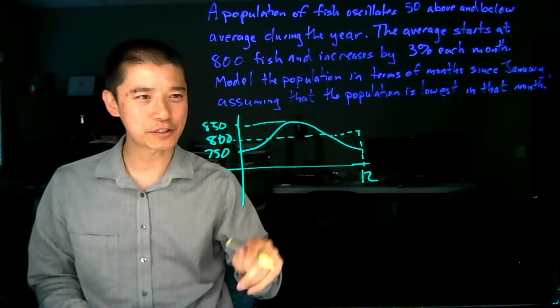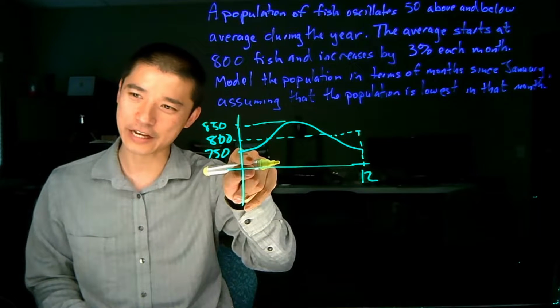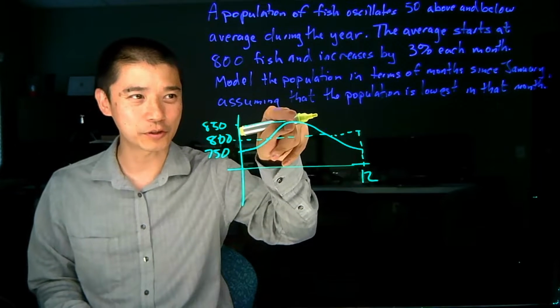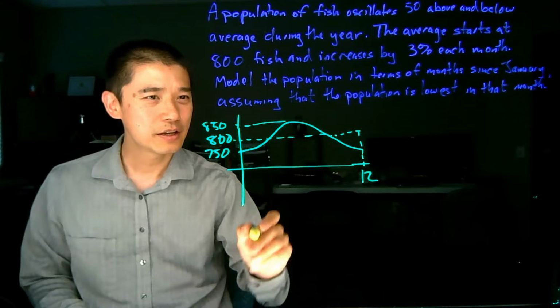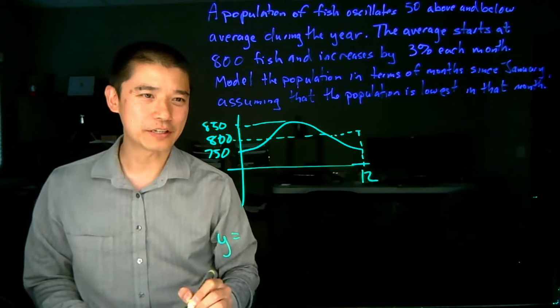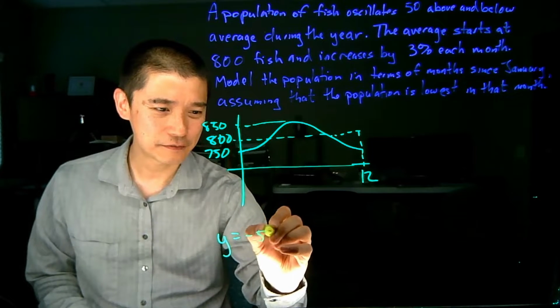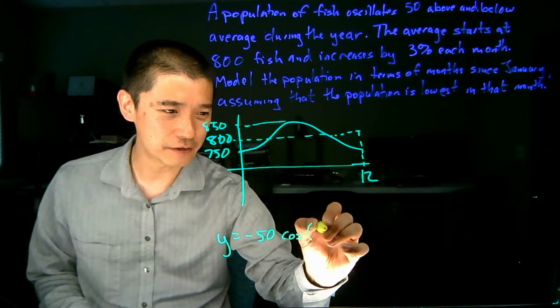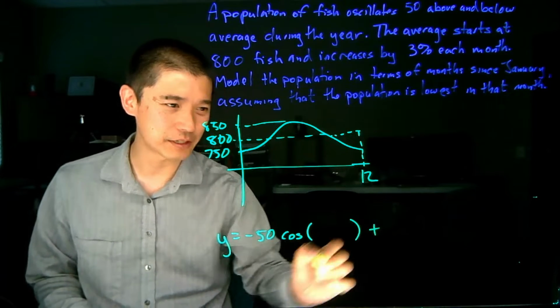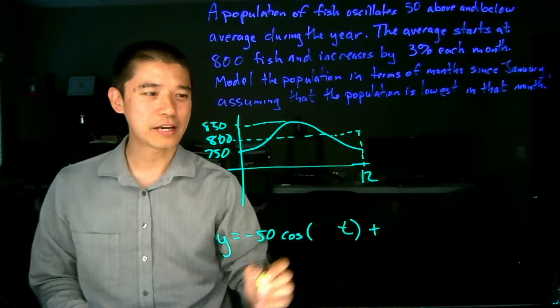Right, so here's our function, and we can immediately see this is going to be another negative cosine because it's starting at low, going to high, going to low. And so we could actually start writing some of this in. It's going to be negative 50 cosine of something plus something, right? So this is our Bt term. And so we have to figure out B.